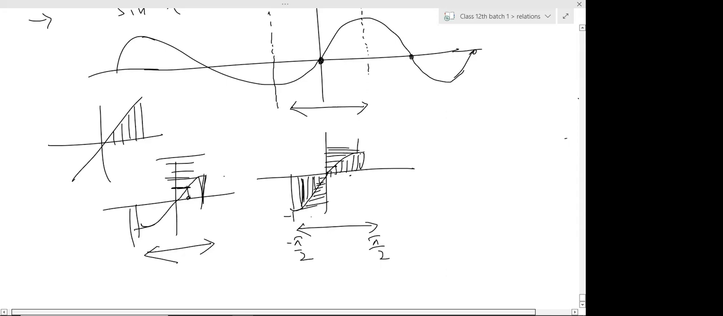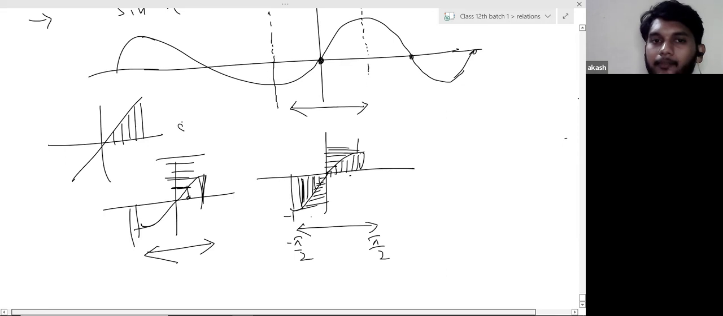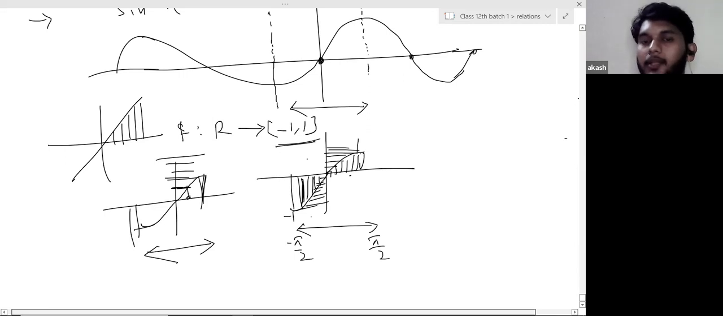Now how to check onto function? If I define this sin x from R to minus 1 to 1, if I make this the codomain, then this will be onto also, right? The maximum value of sine is 1, minimum is minus 1. So all the values will reach here. The codomain will be equal to range, right?